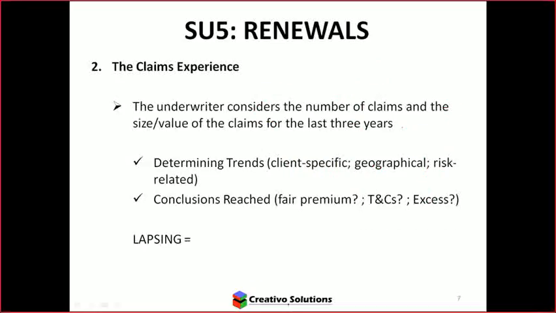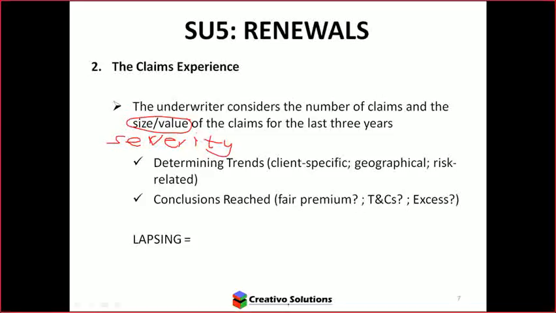Right, a note over here about claims experience. The underwriter considers the number of claims and the size or the value. Is that important? Yes, it is, because this looks at severity. Then remember earlier on we spoke about a financial loss, in terms of the financing. Remember, we can take risk and we can do risk management and we can break it up. This is the money side of it. So this is the throwing money at the problem to solve the problem.